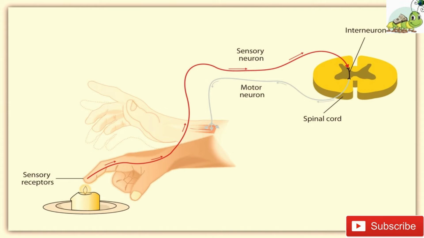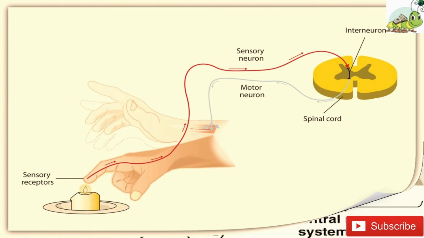Responses can be divided into those that are voluntary or conscious, contraction of skeletal muscle, and those that are involuntary: the contraction of smooth muscle, regulation of cardiac muscle, and activation of glands. The voluntary responses are governed by the somatic nervous system and involuntary responses are governed by the autonomic nervous system, which will be discussed in another episode.